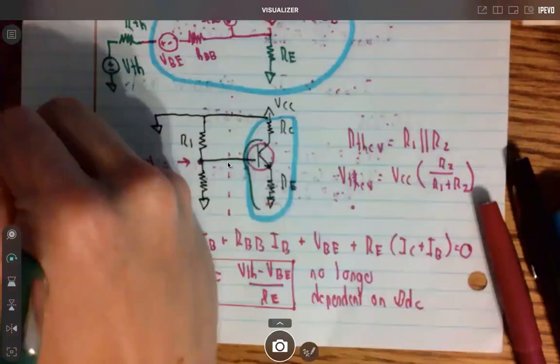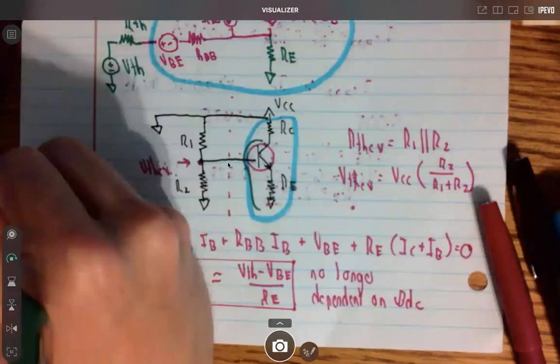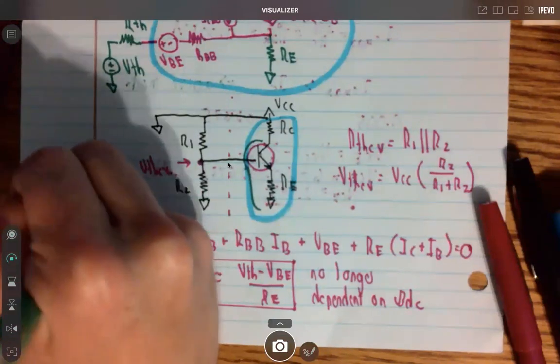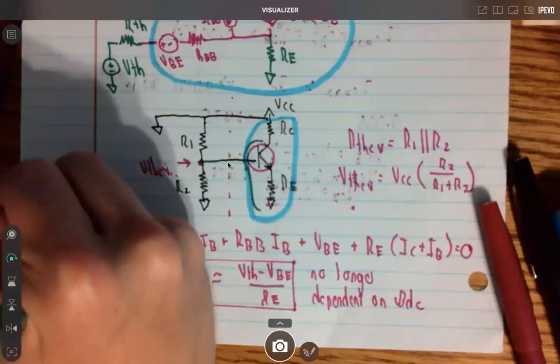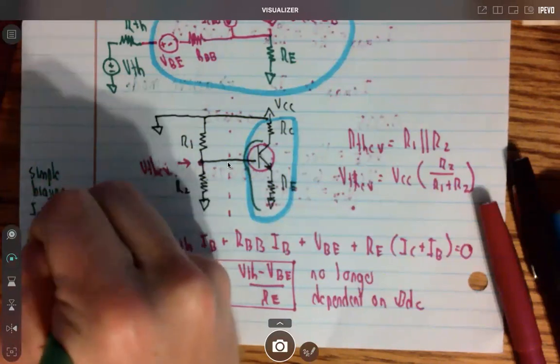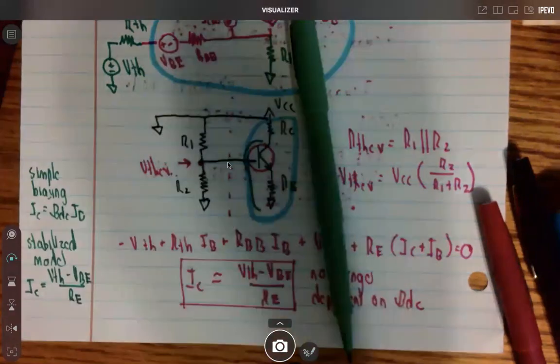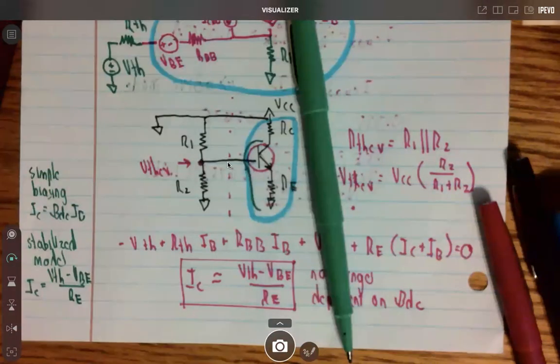Remember that IC was equal to beta DC IB, but for our stabilized model, IC is going to be equal to V Thevenin minus VBE all over R emitter. So that just shows the difference. One's temperature dependent while the other isn't. And now that we talked about that, we're going to see the hybrid pi model is oftentimes used to show this relationship.